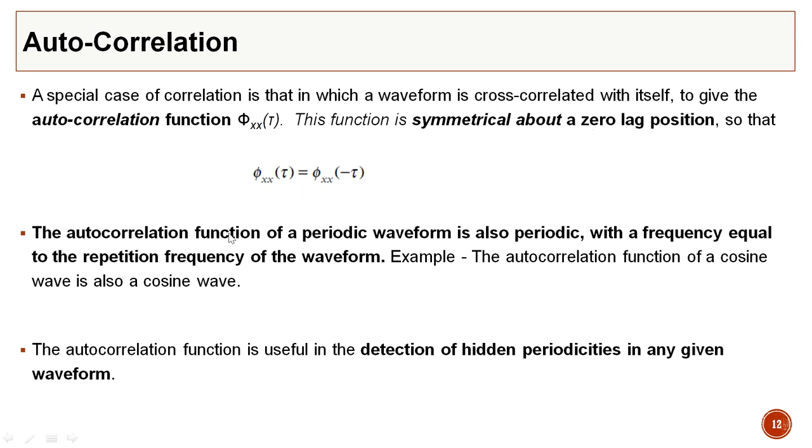How is it symmetric? Basically, the autocorrelation function of a periodic waveform is also periodic, with a frequency equal to the repetition frequency of the waveform. The autocorrelation function is also useful in the detection of hidden periodicities in any given waveform. I will cover these things in more detail in the next few slides.